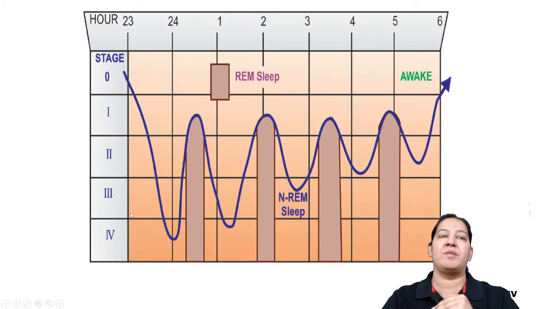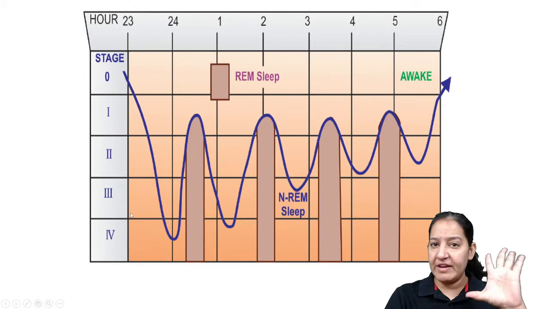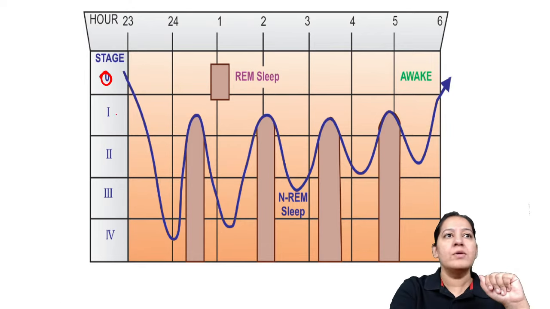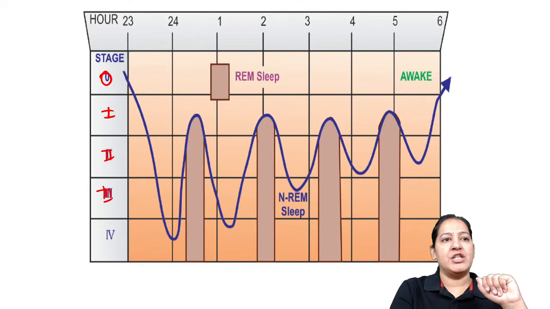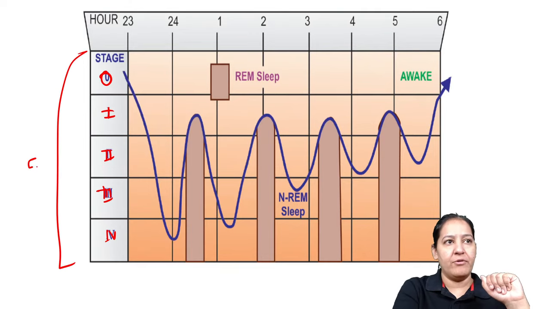After that, I will start the chapter. In sleep, we have 5 stages: stage 0, stage 1, stage 2, stage 3, and stage 4. So in total we have 5 stages in sleep, right?